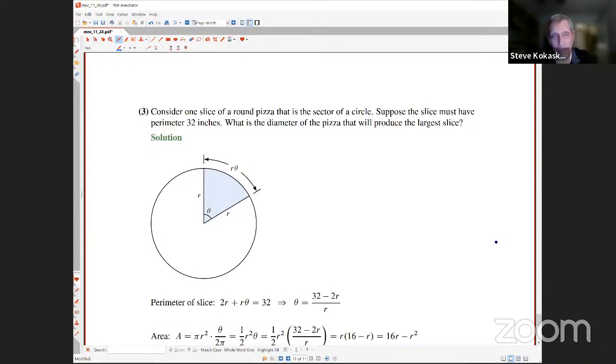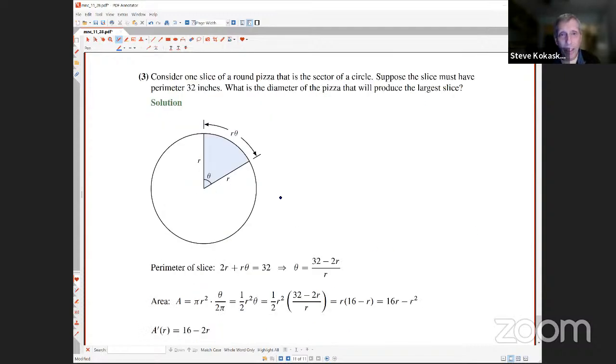I need a picture. So here's my pizza on the left-hand side. Sorry, Curtis, I didn't put any pepperonis on there or anything. But here's the slice. And I am originally thinking about that perimeter. How do I write that perimeter? Well, let's see.